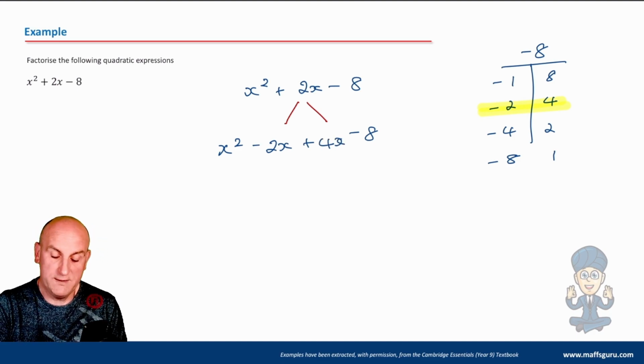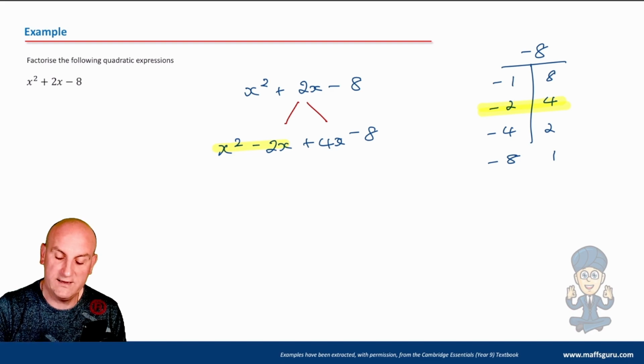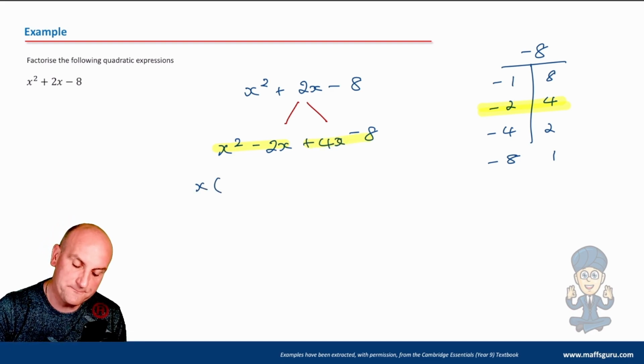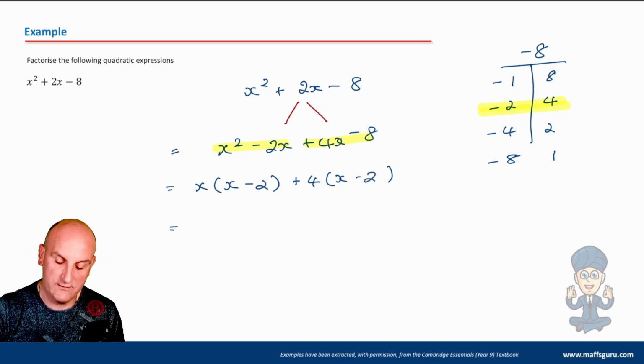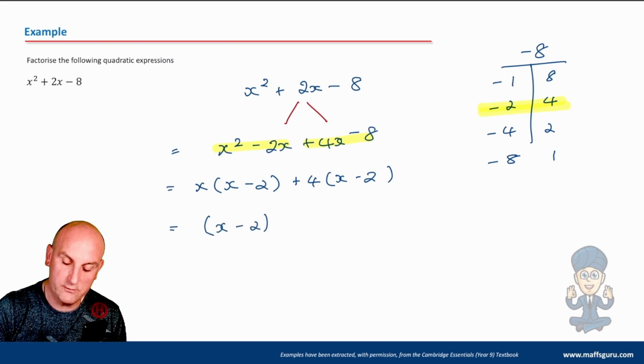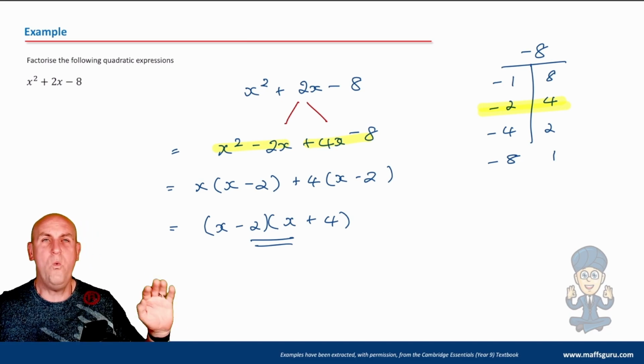And I've done the hard work, because what do I do now? Well, I'm now going to factorize that pair first and then factorize that pair. So let's take an x out of there. That's going to become x minus 2. Highest common factor of that would be 4, x minus 2. How do I know I've done this right? Because the brackets are the same, and therefore I've got x minus 2 and x plus 4.